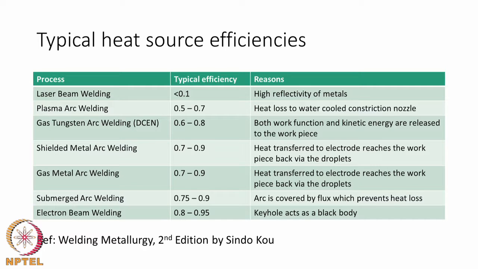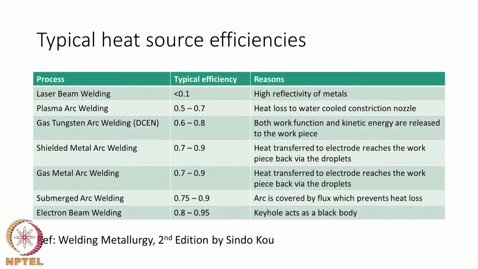And then comes plasma arc welding, which has an absorptivity between 0.5 and 0.7. The reason plasma arc welding is slightly on the lower side of efficiency is that there is a water cooled constriction nozzle surrounding the plasma jet in the plasma torch. Because some of the heat is lost to this water cooling jacket surrounding the plasma torch, the efficiency is slightly on the lower side.